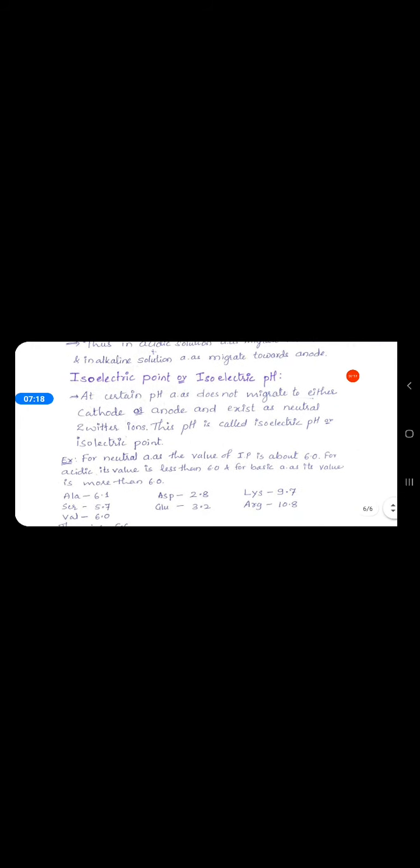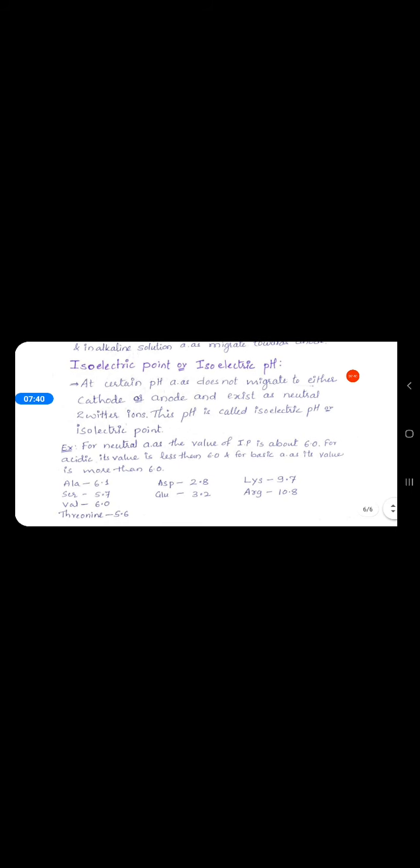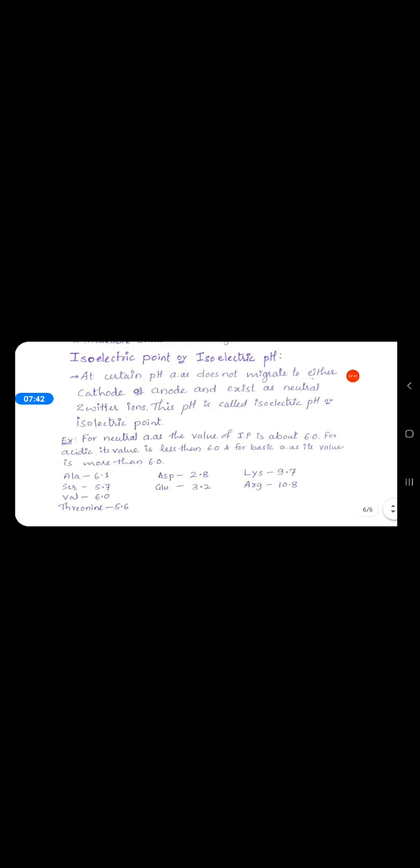But at a particular pH, amino acids do not migrate to either the anode or the cathode, because at that particular pH they exist as neutral Zwitter ions, and this pH is called isoelectric pH or isoelectric point. So this is another important property of amino acids, that is isoelectric point or isoelectric pH.